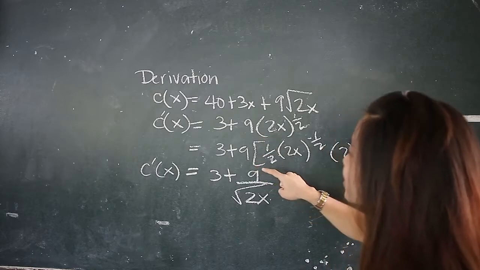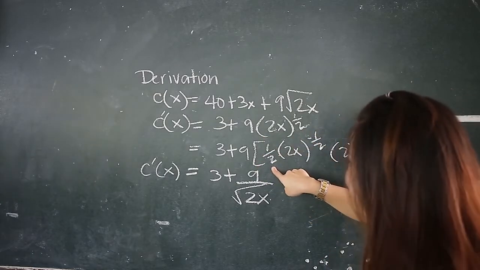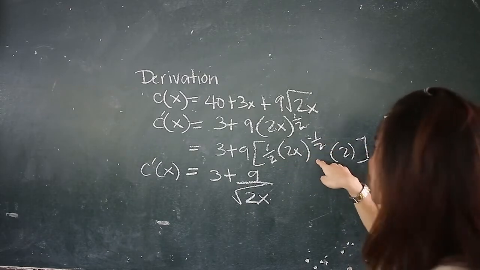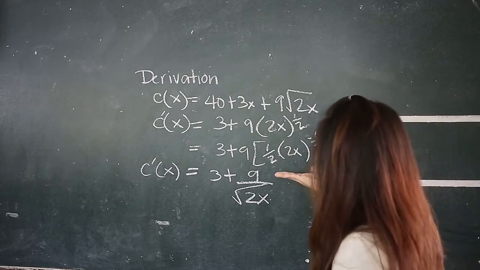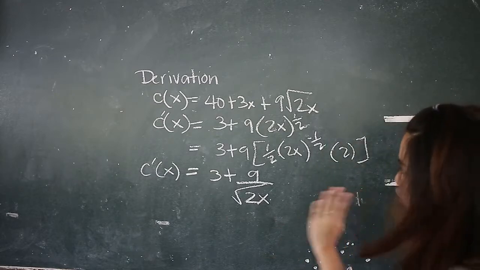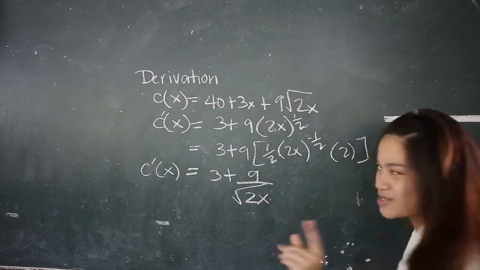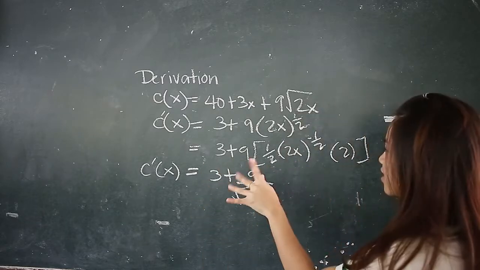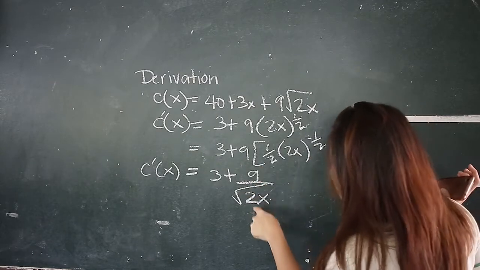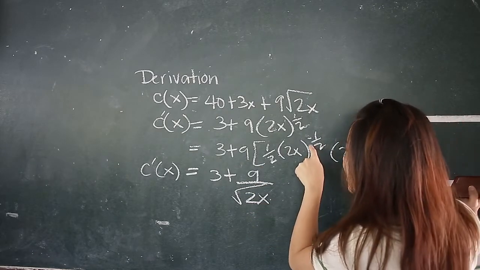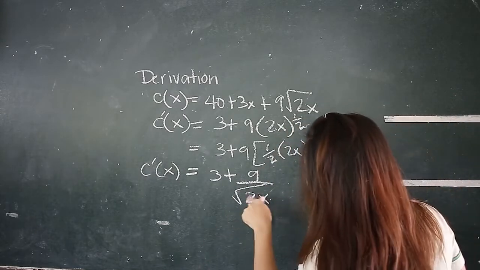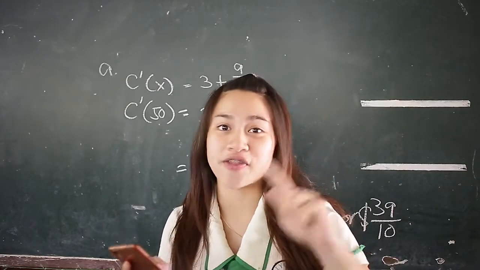So 3 plus 9, you bring down 1 half, and then copy 2x, and then 1 half minus 1 is equal to negative 1 half. And the derivative of 2x is 2. So 1 half times 2 is 1, right? So you just copy 3 plus 9 there, and then you bring this down to the denominator because there is a negative 1 half exponent, so it must be in the denominator as square root of 2x.